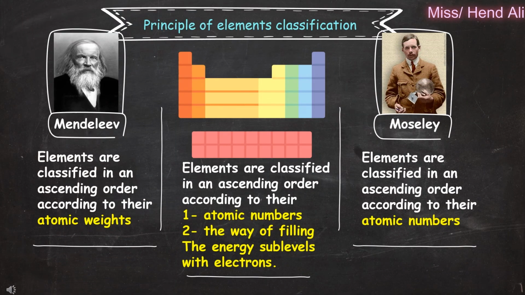Now let's revise together the principles of elements classification. Mendeleev: elements are classified in ascending order according to their atomic weight. Moseley: elements are classified in ascending order according to their atomic number. Modern periodic table: elements are classified in ascending order according to their atomic number and the way of filling the energy sublevel with electrons.